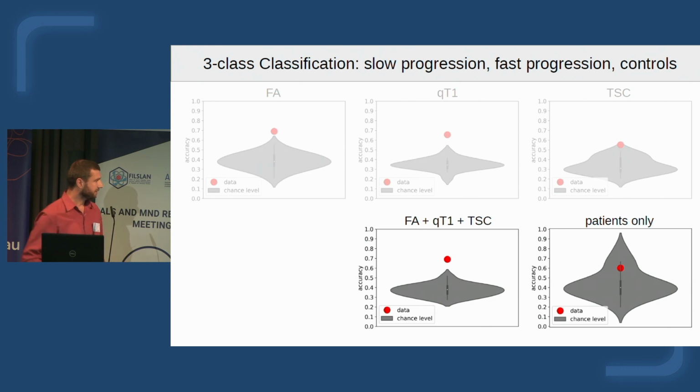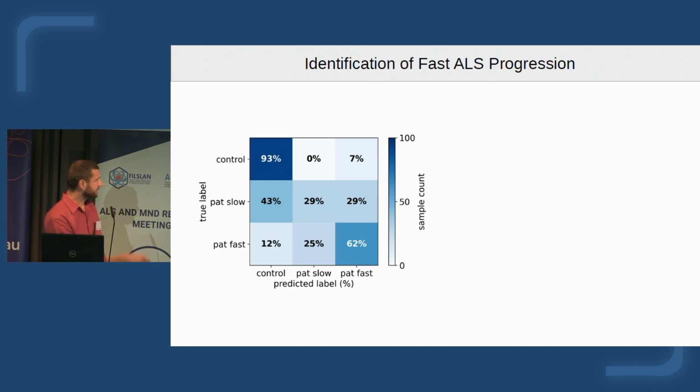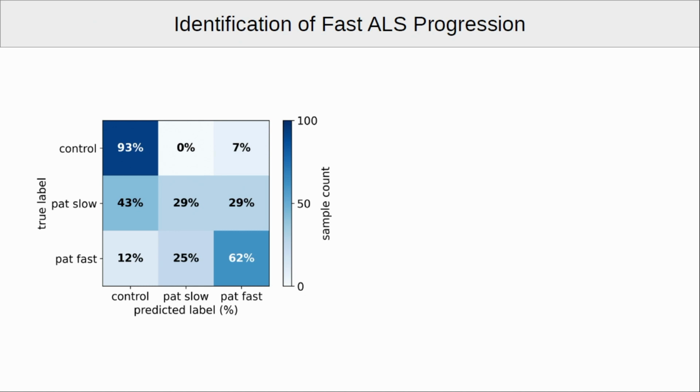Now, one point that I find interesting is that if you don't consider the controls but only the patients and try to separate them, this time you don't have statistical power because you also don't have so many subjects. So we can look at where this algorithm is making correct predictions and errors. And you can see that controls are well predicted here, and fast progressing patients are well predicted. The problem mainly comes from the slow progressors.